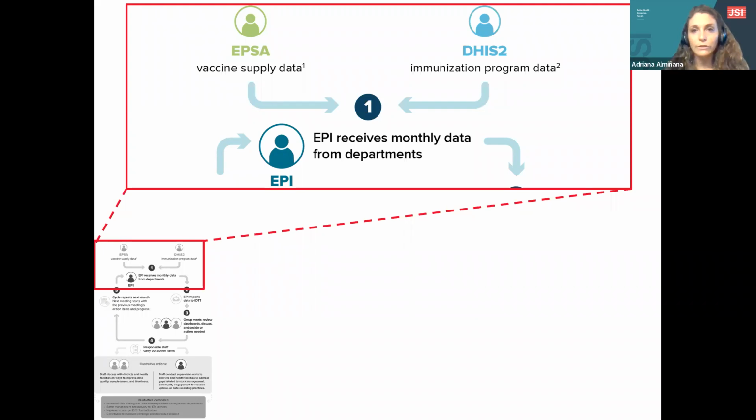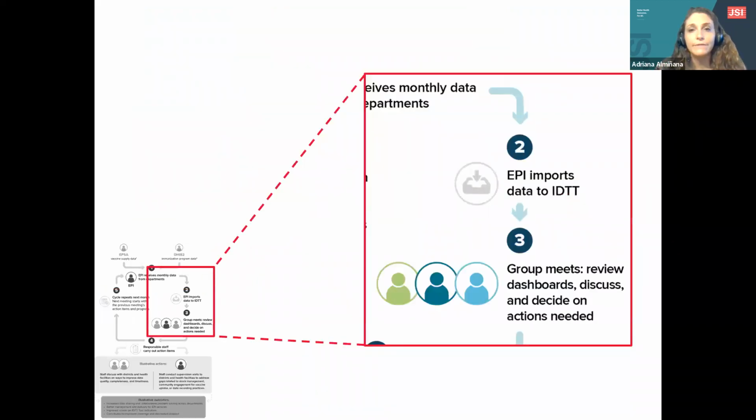So for this particular activity, we had the EPI staff leading and facilitating the whole process. So first, they would receive the monthly data from the different departments. Then next, the EPI staff would import that data into an Excel tool that we had developed to be able to merge the data together and to help facilitate the analysis. And then a meeting would be called. So the group would meet, that cross-departmental data triangulation committee, so those staff that were the focal points for immunization, for supply chain, and for data, they would meet together to review the data, discuss, and determine what actions were needed.